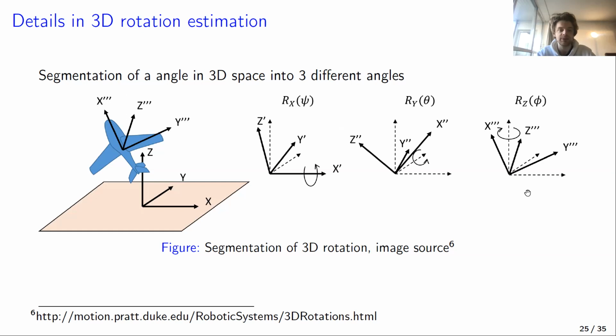When we, for example, want to find out the rotation of this airplane, we first need to rotate the space around the X axis, as shown in the first picture, then around the Y axis, shown in the second picture, and then rotate it around the Z axis, shown in the third picture. This is also called segmentation into the Euler angles. Our network makes use of this segmentation of the 3D rotation because we do it in different network steps.